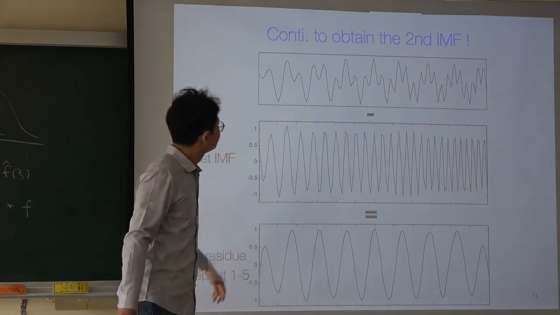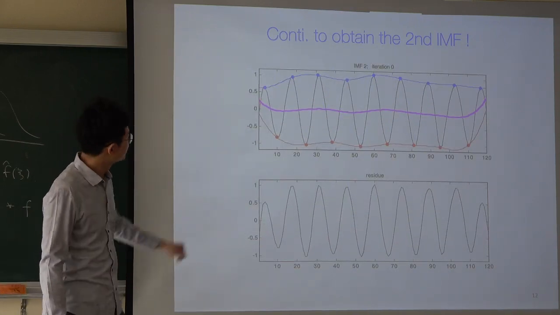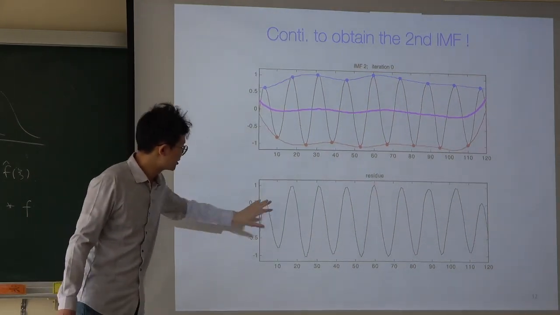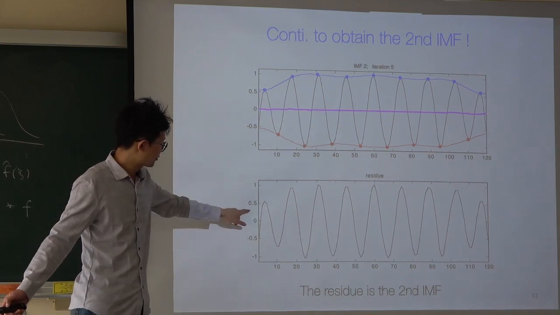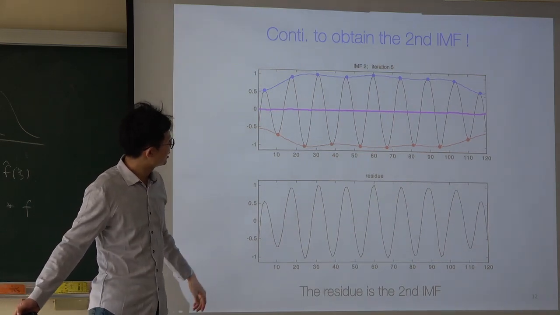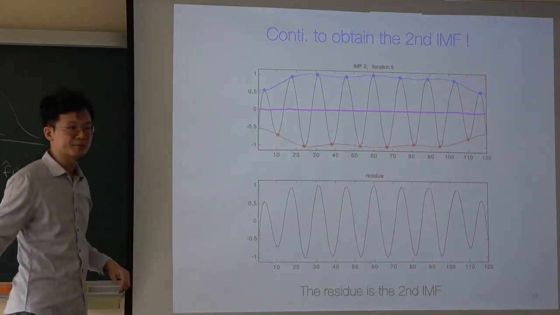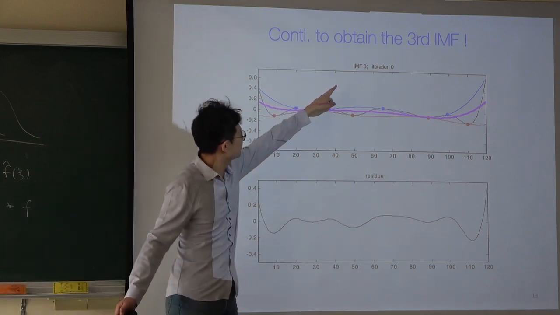From this residual, we continue to get the second IMF. So we do the upper envelope, lower envelope, mean, and we get the residual. Okay, and we can update it. Finally we get the second IMF. It's almost mean zero. Good. Now we can continue with the third one, IMF 3.